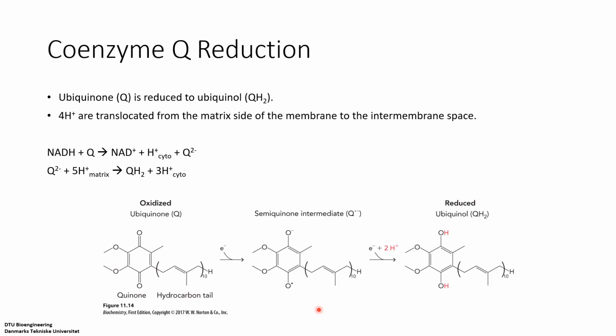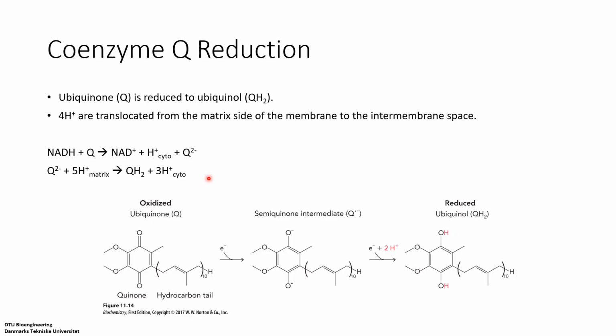Again, in between, we have this semiquinone intermediate on the oxygen this time and not on the carbon. And that leads to an overall reaction from NADH plus ubiquinone to NAD plus quinol, and we get release of a proton. Now, this proton can then be transported into the matrix of the mitochondria.